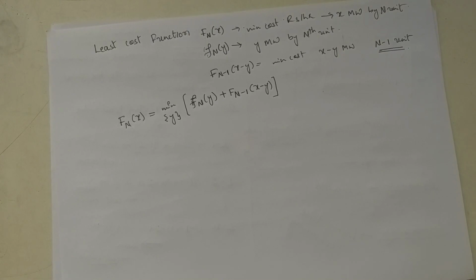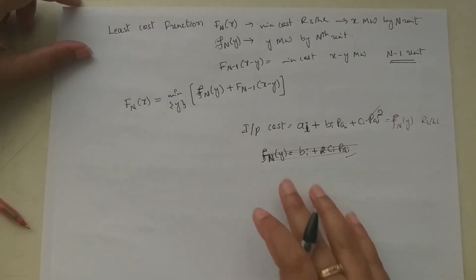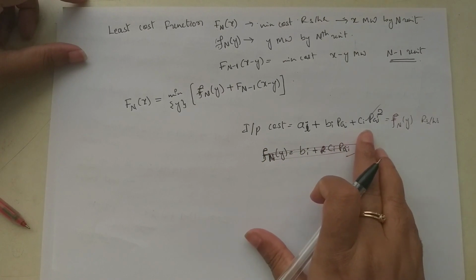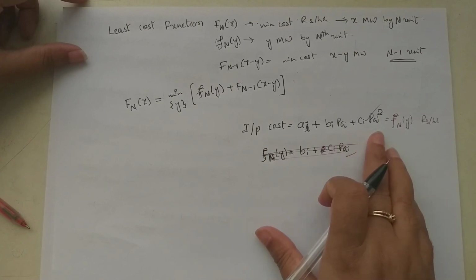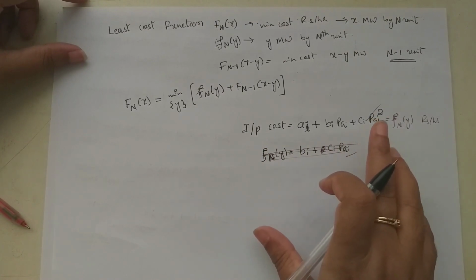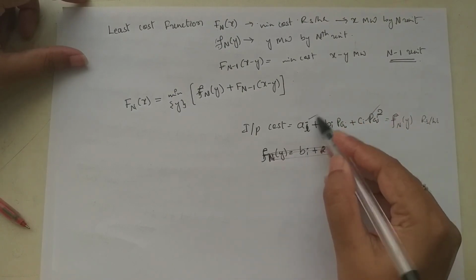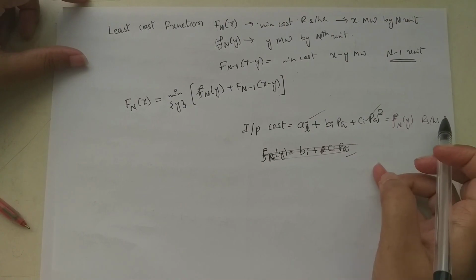Note the input fuel cost, which is Ai plus Bi PGi plus Ci PGi square. So the cost of generating y megawatt by the nth unit, which is fn of y, is given by the same formula. The unit is rupees per hour.